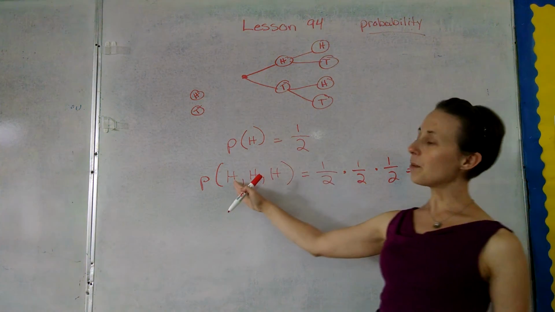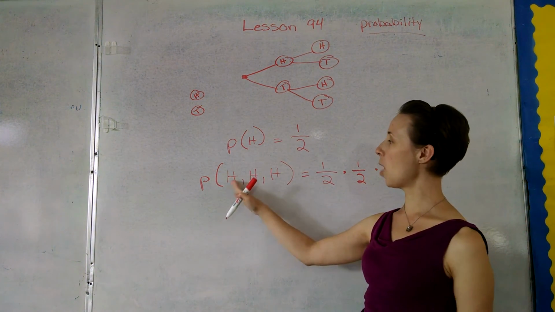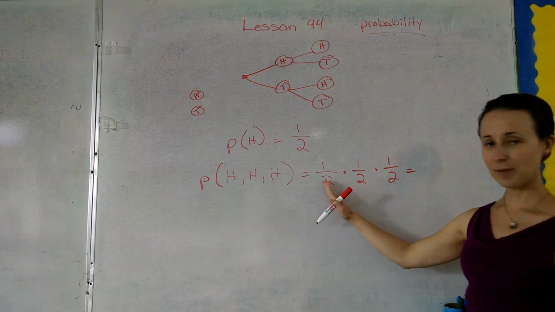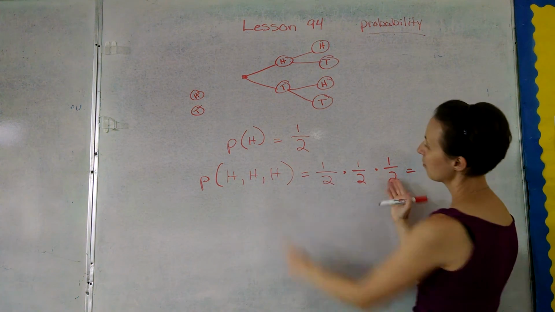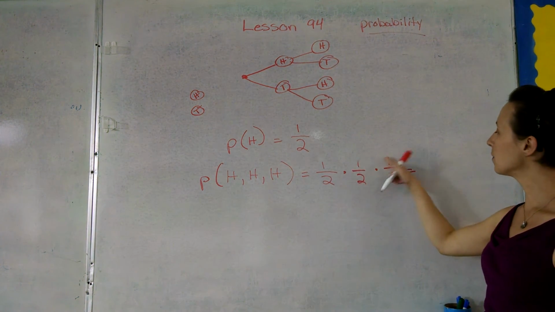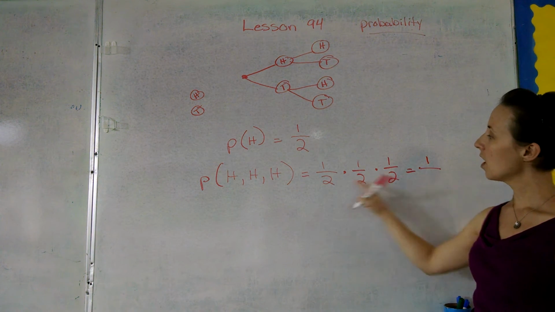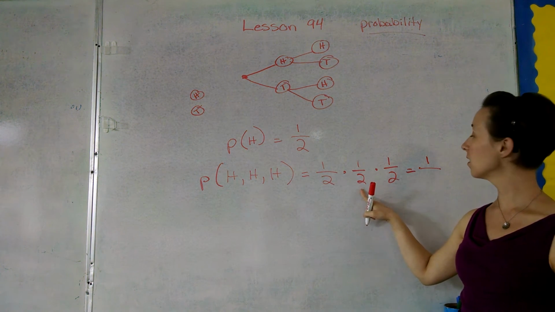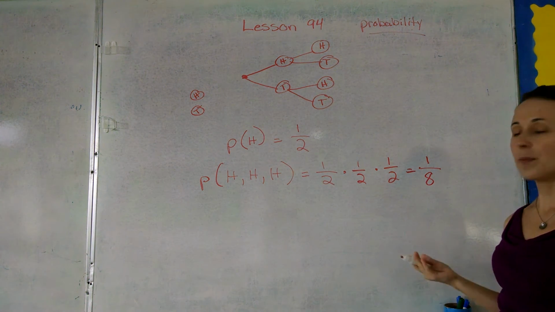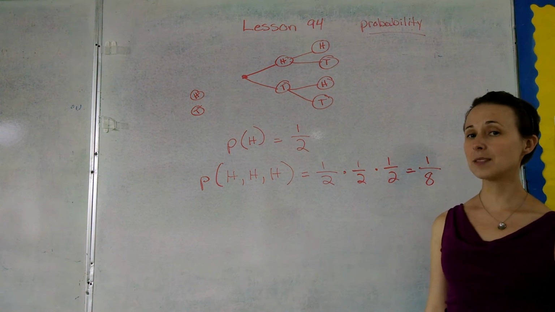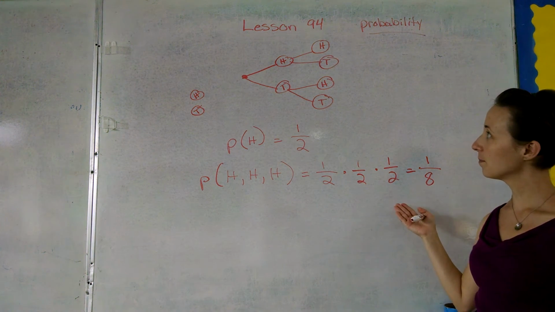So the chance that I will flip heads 3 times in a row, 1, 2, 3, is a half, times a half, the probability of each one, times a half. 1 times 1 times 1 is 1. 2 times 2 is 4. 4 times 2 is 8. The probability that I will flip heads 3 times in a row is 1/8.